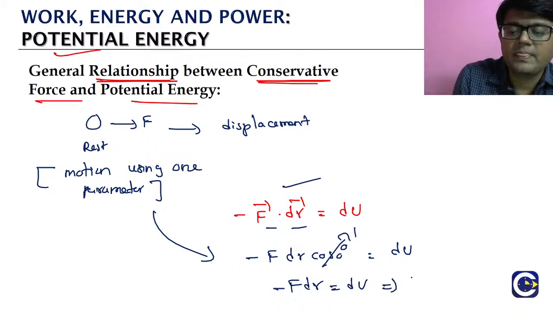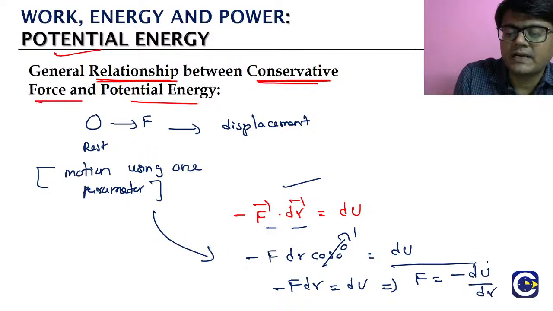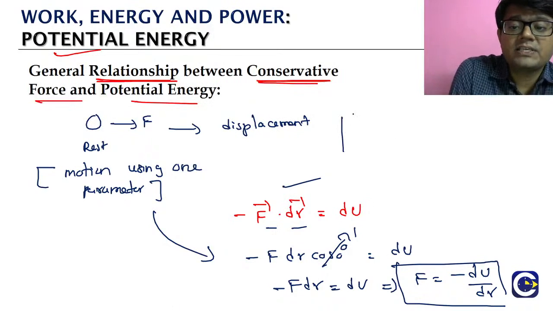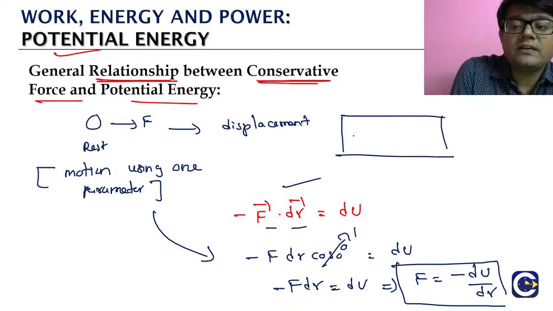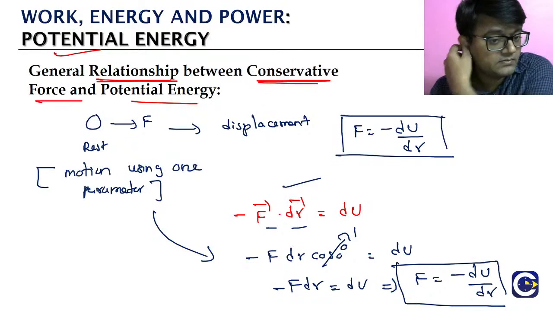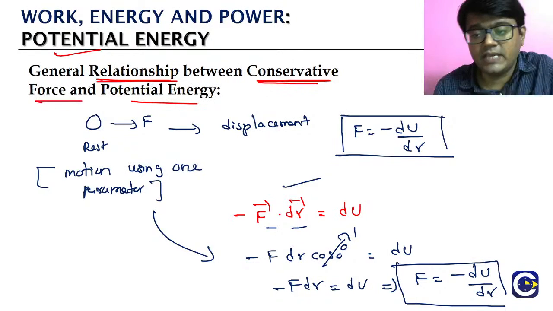இங்கிலிருந்து என்ன வரும் பாருங்க? F will be equal to what? Minus du by dr. எப்படி? F will be equal to what? Minus du by dr. Okay. So எப்போ இந்த ரிலேஷன் நம்ம யூஸ் பண்ணலாம்? When the motion is related to only one parameter. Okay. அது x axis ஆகலாம், y axis ஆகலாம், whatever it is.